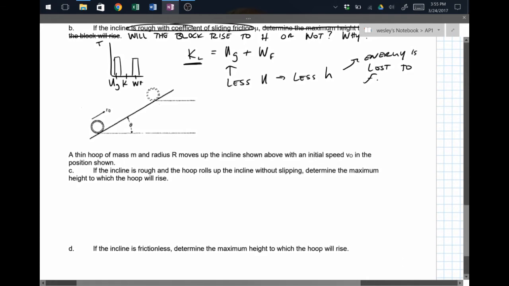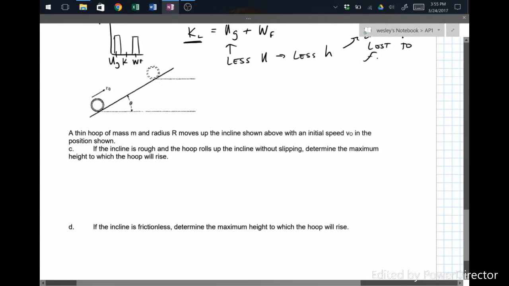All right, now we're going to swap out the block, and we're going to go to a thin hoop. And we're going to say the hoop has translational velocity and rotational velocity. It's rolling up the ramp. So we're going to look at the energy at the bottom.